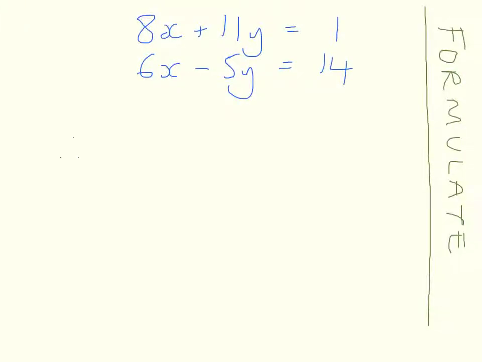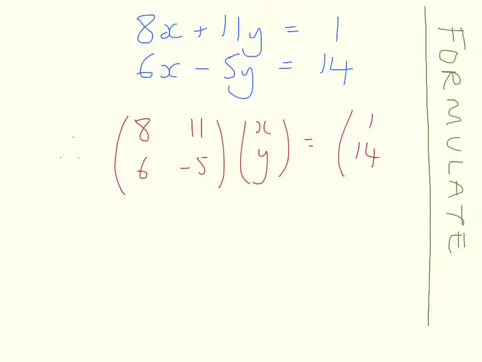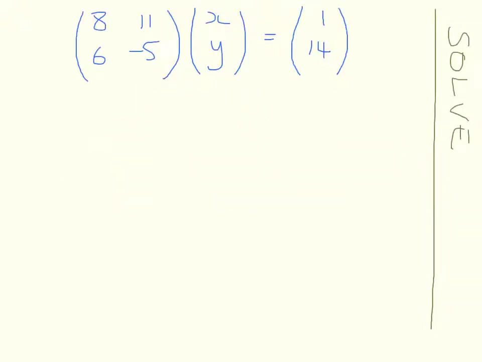The first step is to formulate this as a matrix problem. The two simultaneous equations are rewritten as a single equation in matrices. The second step is to solve the matrix equation to find x and y.